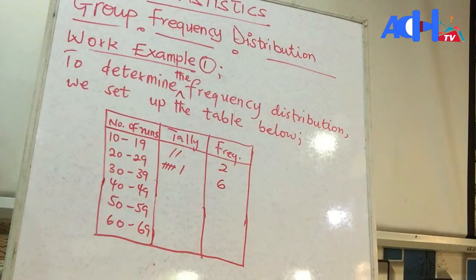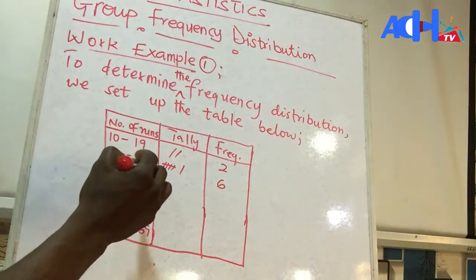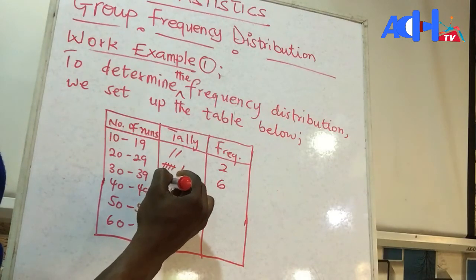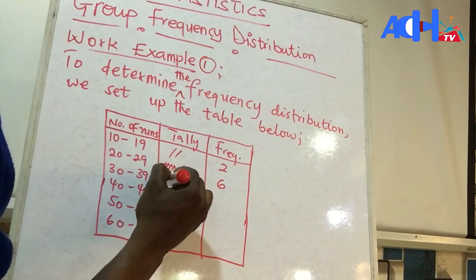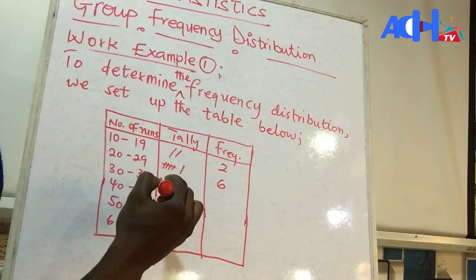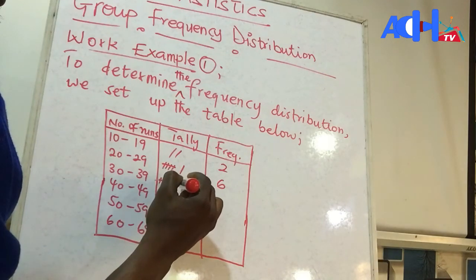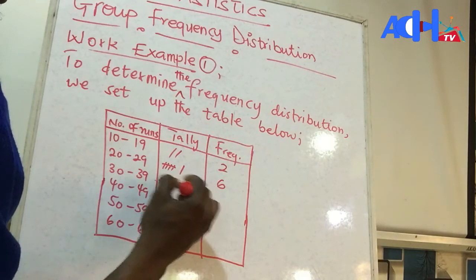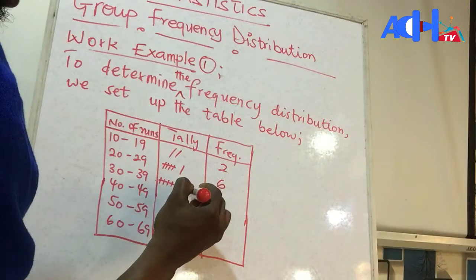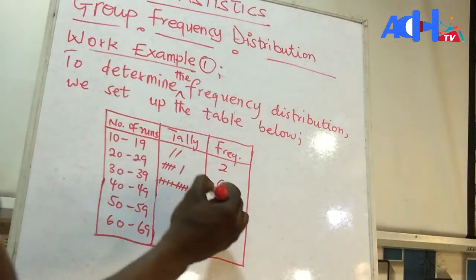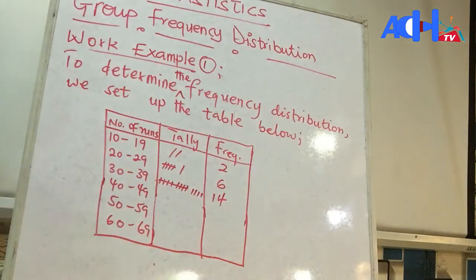Then the next one, 30 to 39: the number of values there was 14. When you count, 1, 2, 3, 4, 5, then 1, 2, 3, 4, 5, which is 10, then 1, 2, 3, 4. That is 14, and you write your 14.